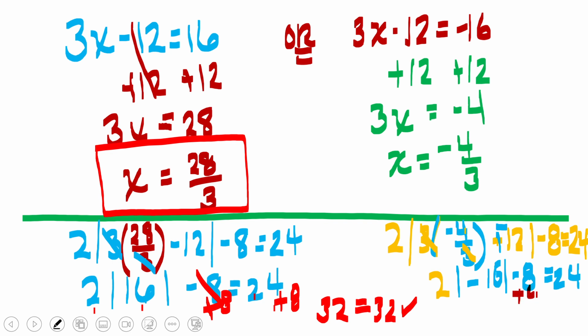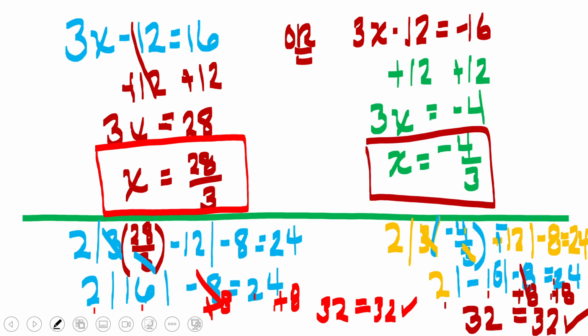Okay, we're going to add 8 to both sides. We're going to consider our positive 16 when we drop the absolute value symbol. That's 2 times 16 is 32. This goes away. 24 plus 8 is 32. Check. That means x equals negative 4/3 is a possible solution because the check is equivalent.